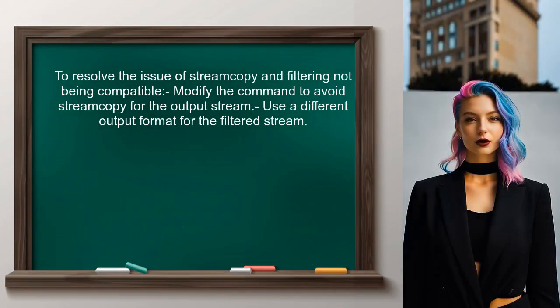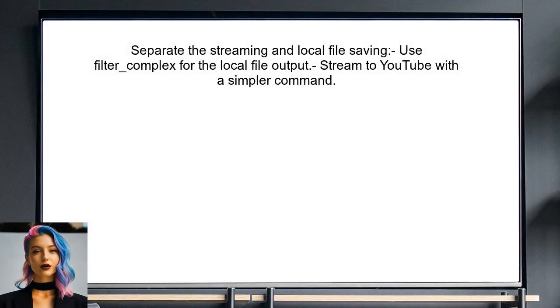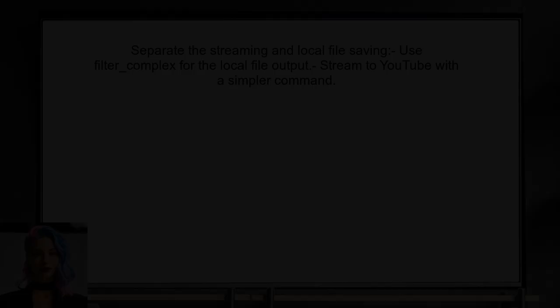To resolve the issue of stream copy and filtering not being compatible, the user should modify the command to avoid using stream copy for the output stream that is fed from a complex filter graph. Next, the user can separate the streaming and the local file saving into two distinct outputs. This means using the filter graph for the local file while sending a simpler stream to YouTube.